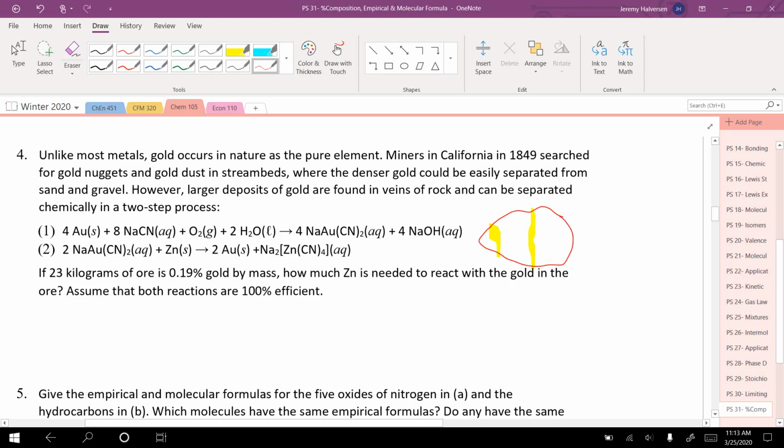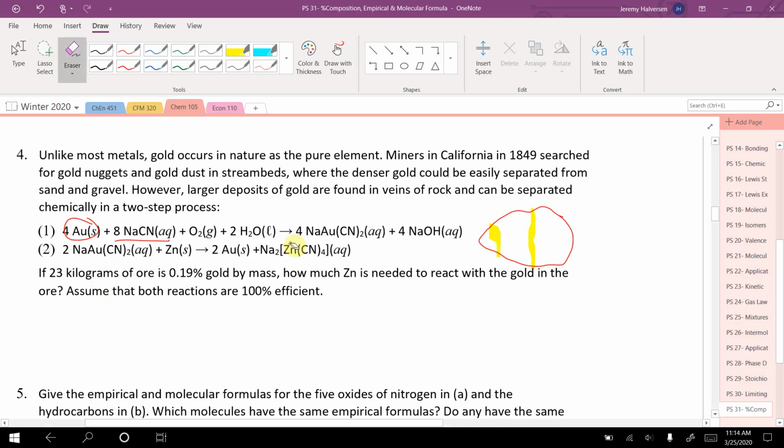But what we're going to do is grind this up and put it in this NaCN solution with oxygen and water. The gold is going to react. All the rest of the rocks and junk is just going to stay there, so nothing's going to happen to it. But the gold is going to react and get stuck in this compound. We then take that compound, react it with zinc, and then we can get the gold to come out by itself. The gold isn't bonded to anything in the rocks. It's just mixed up in a way that makes it hard to isolate it. And so we do this process.